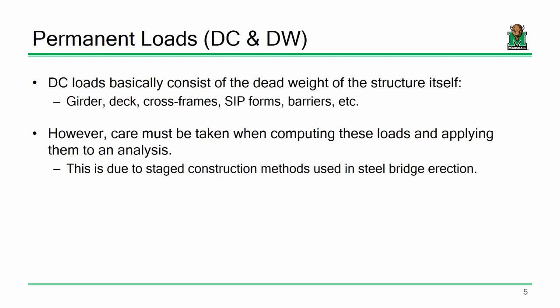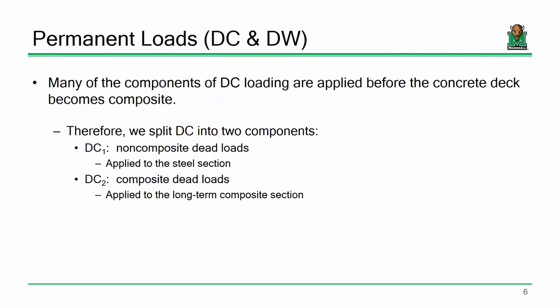But once the structure becomes composite and you put something like the barrier or other attachments on there as well, that's not resisted by just the steel. That's the steel plus the concrete. You've got to take care when you're computing these loads that you're using the right section properties and applying the right loads to the right sections. Now, what we do when we're talking about DC is we use a particular naming convention, DC1 and DC2. DC1 stands for the loads that go on first, in other words, the loads that are applied to the non-composite steel section. DC2 are the loads that are applied to the composite section.